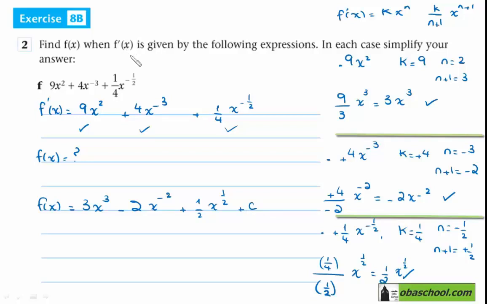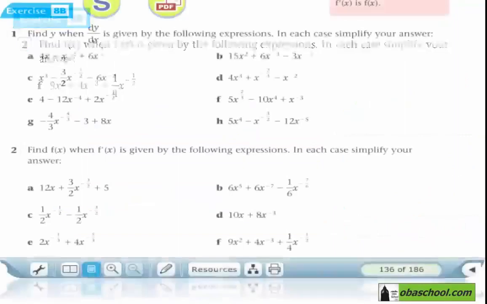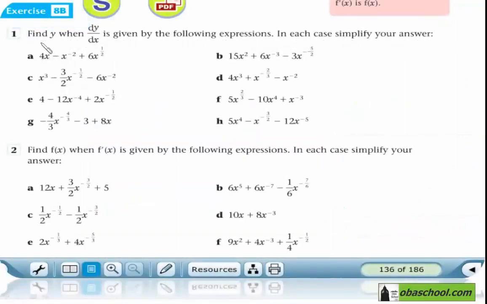After solving this part, as a student, you are able now to go to set of exercises 8b again and try to solve exercise number 1, where we are asked to find y when dy by dx is given. As you can see in exercise 1, we have different expressions and we are asked to find y when dy by dx is given, and in exercise 2 we have f of x and f prime of x. This is the difference between both exercises, how we write dy by dx or f prime of x, which is the same result.